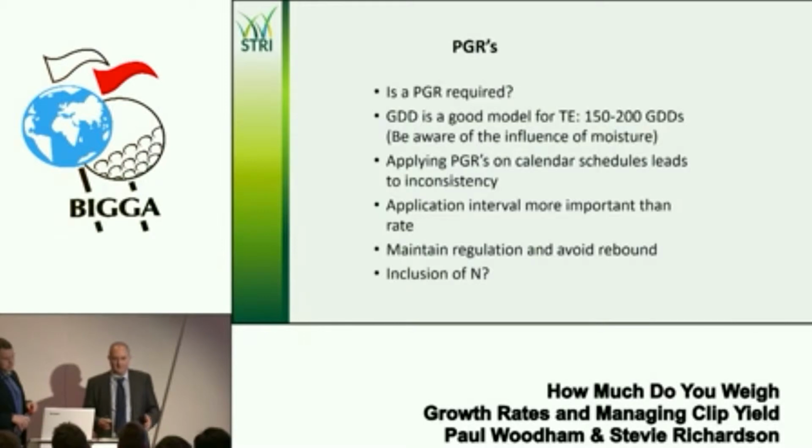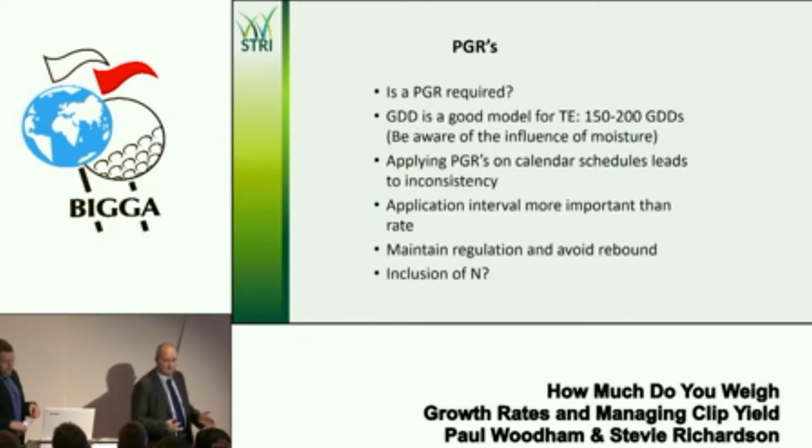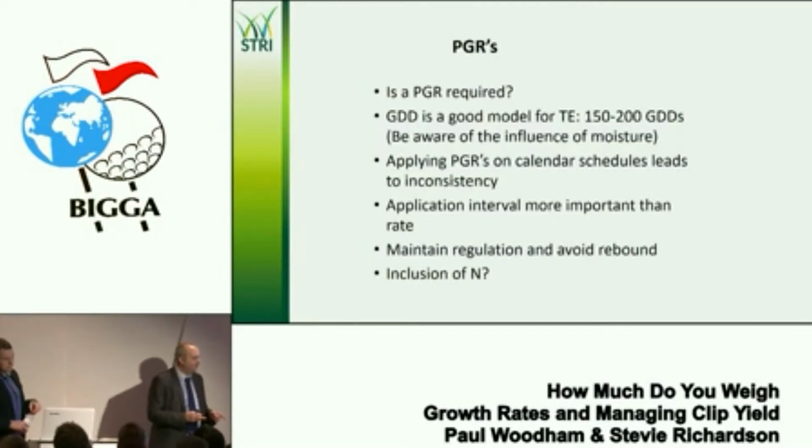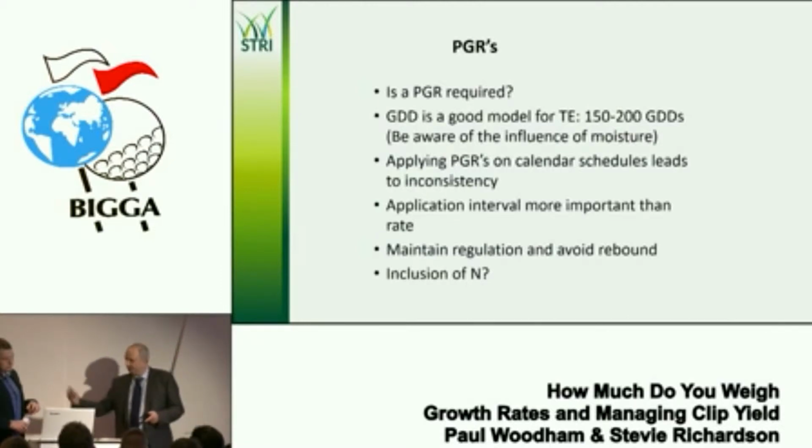If you're going fortnightly by calendar, if you're not using GDD, then fortnightly is probably the better way of doing it. It gives you a greater chance of staying in regulation, but you're still going to get periods of inconsistency, and getting it back in might be a little bit of a challenge. So again, we reiterate that application interval is more important than rate, and that's what you found as well.